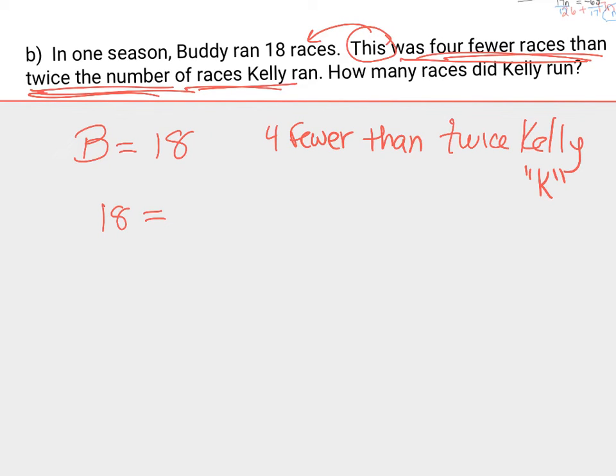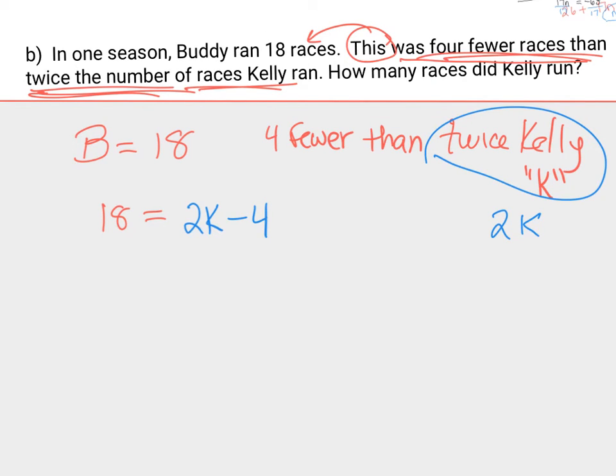If I say twice K, you multiply by 2. So if it's 4 fewer than twice Kelly, and I know twice the amount that Kelly ran is 2K, how can I write 4 fewer than 2K? 4 fewer than 2K means you have 2K and you're subtracting 4 from it.